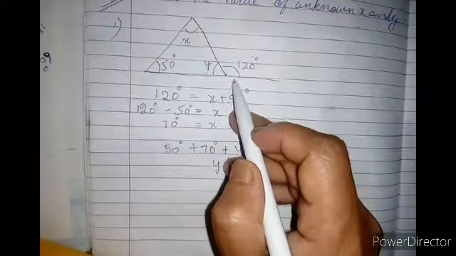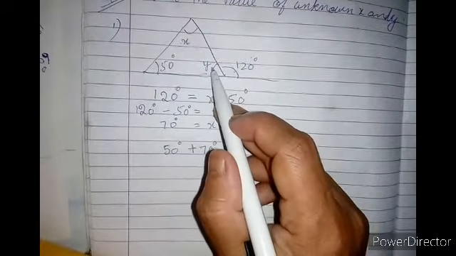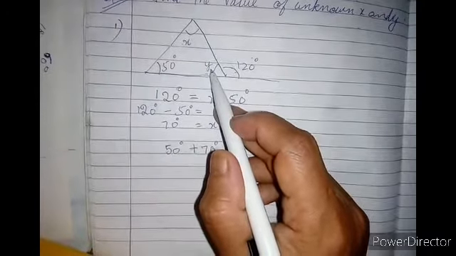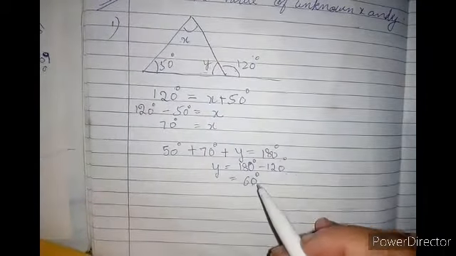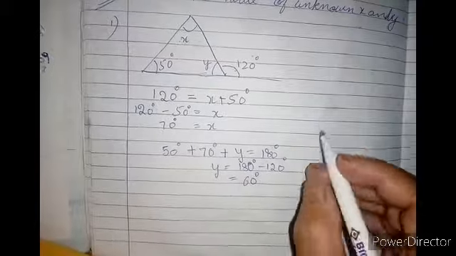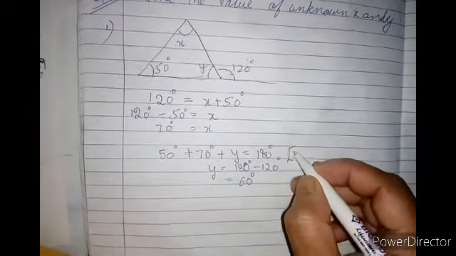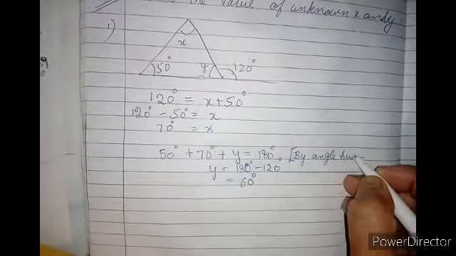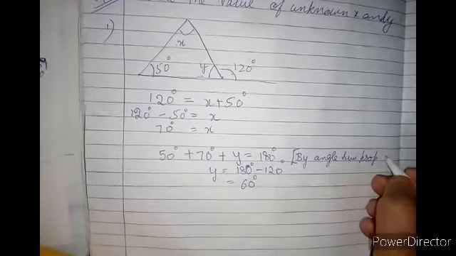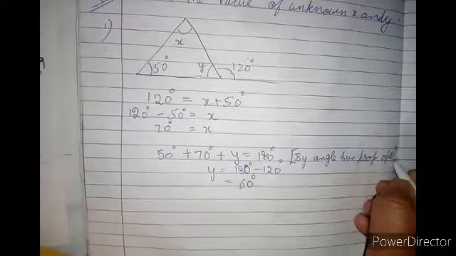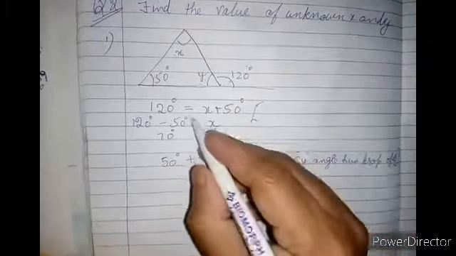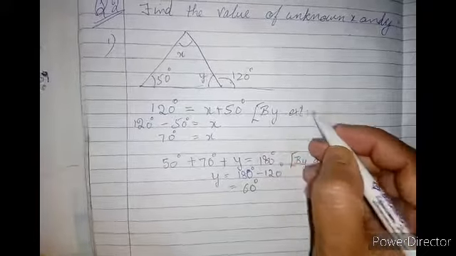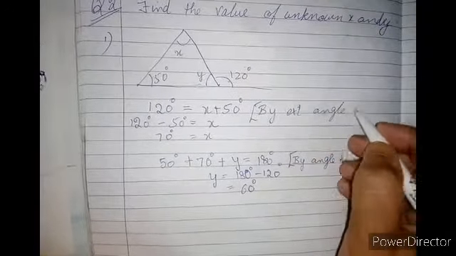Or you can use here linear angle also. 120 plus y is equal to 180 degree. Then also you will get y is equal to 180 minus 120, that is 60 degree. Write the properties used: by angle sum property of triangle, and here we have used exterior angle property. So you will write by exterior angle property.